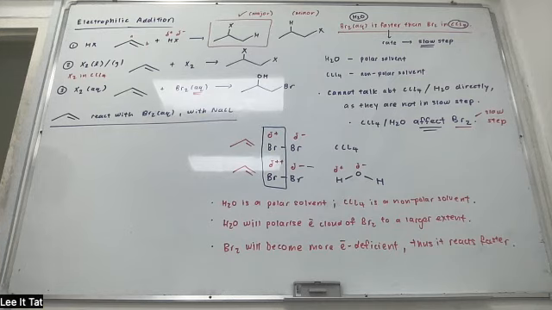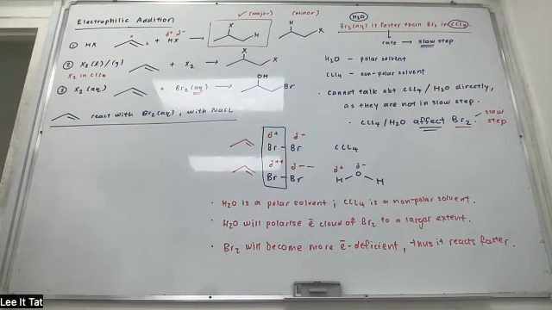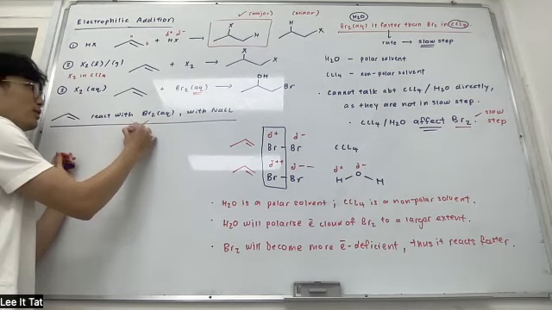Can we identify first? We have aqueous bromine and NaCl. Can we just identify everything? What are the things inside this reaction? We have bromine, right? Anything else?